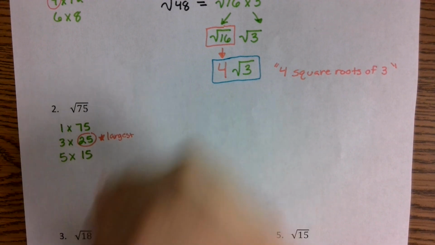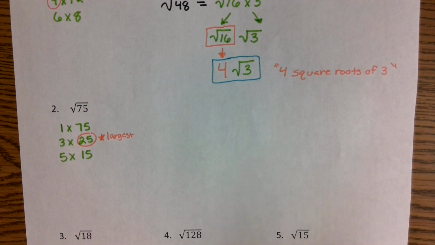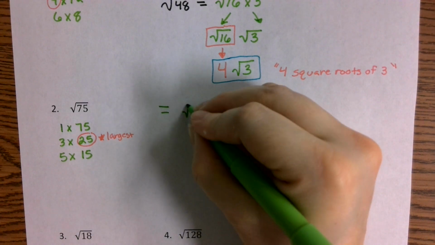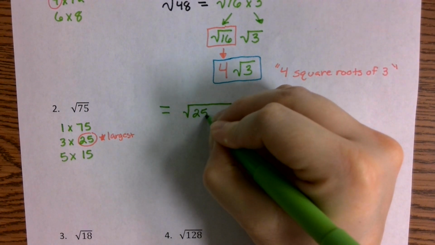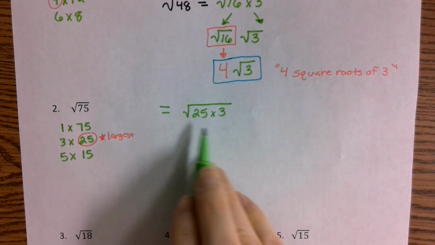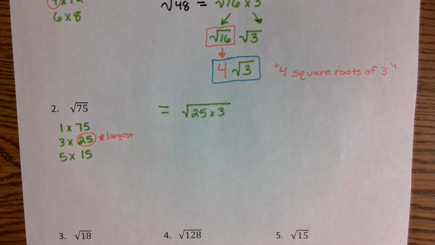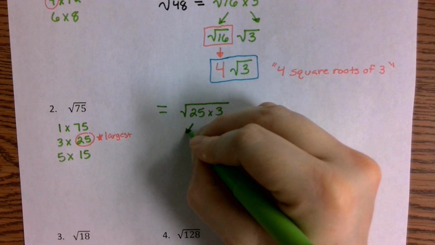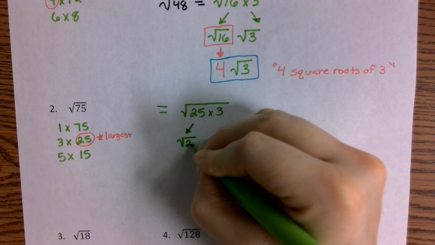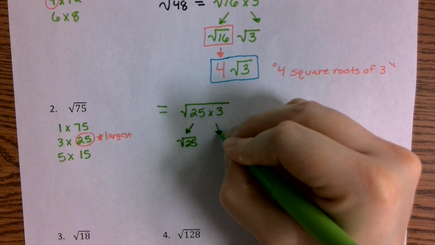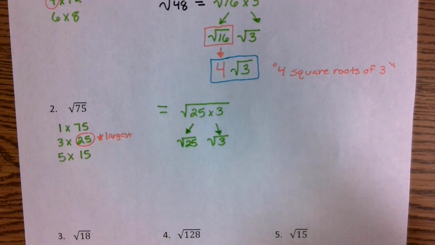for the perfect squares. So that means when we are breaking this apart, we're going to break this up as the square root of 25 times 3. Notice I always put my perfect square factor first. Okay? When I separate them, it's the square root of 25 and then the square root of 3.